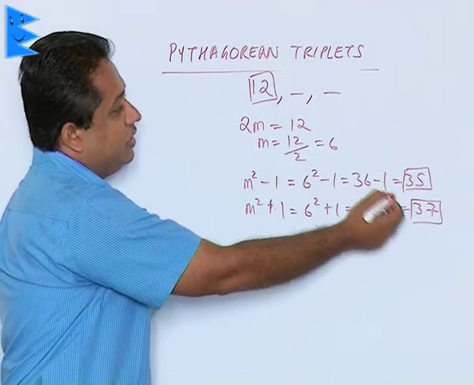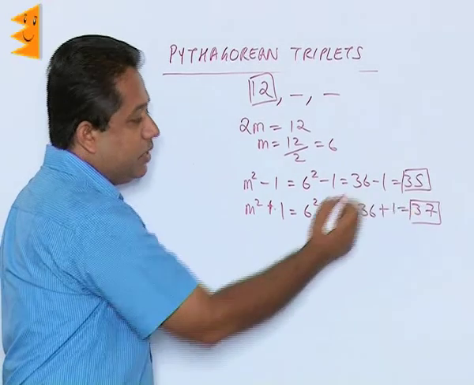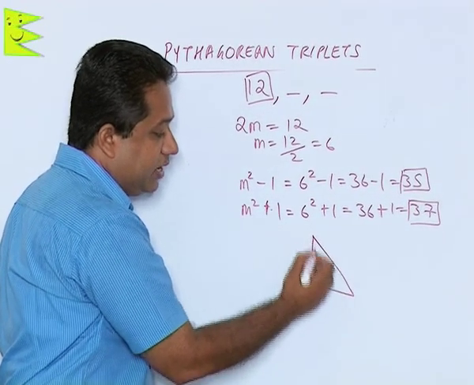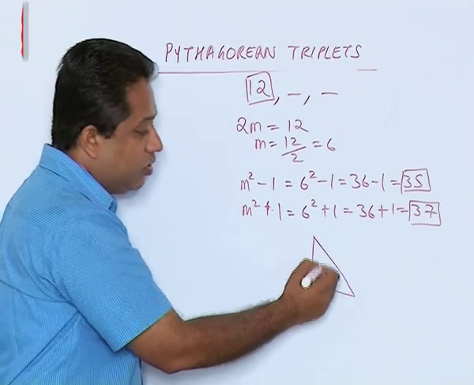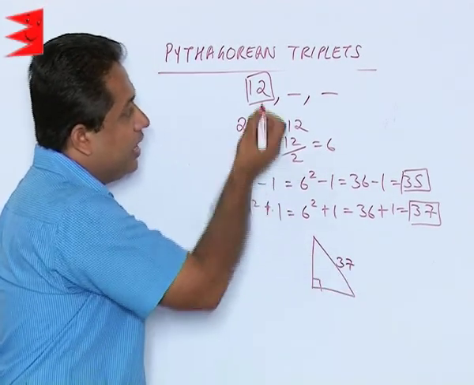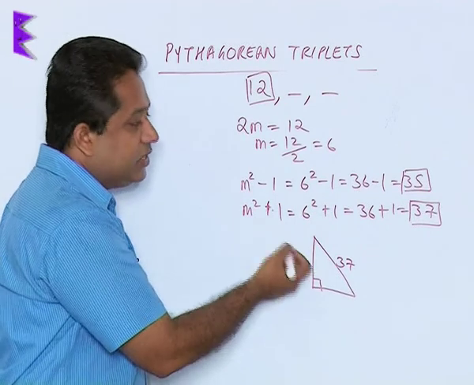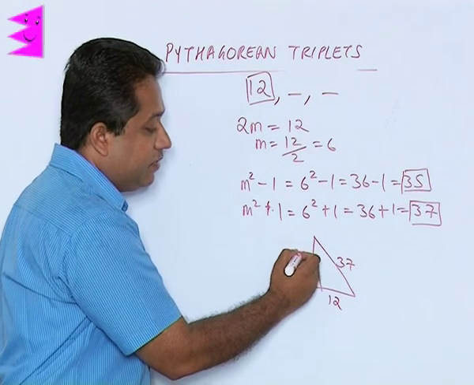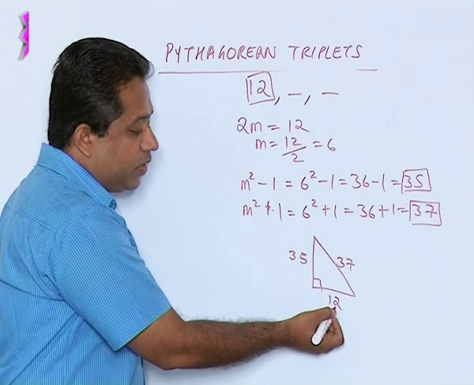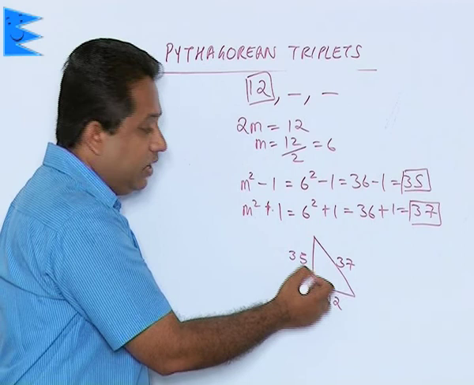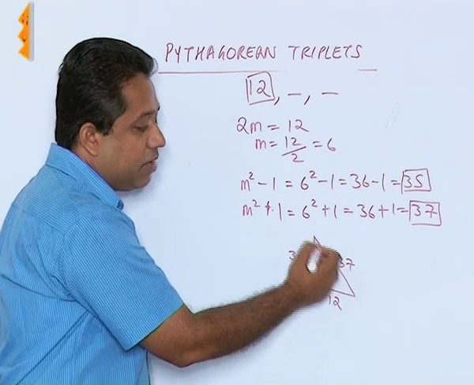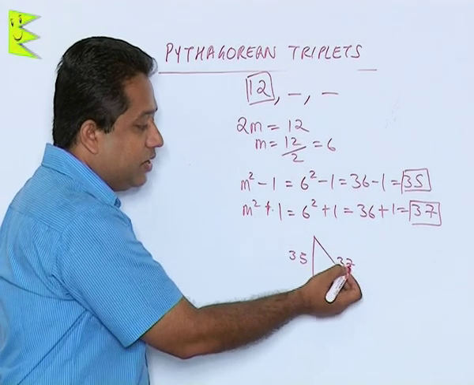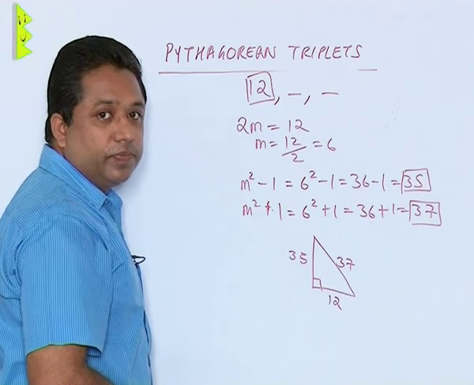Now, this means that the biggest number 37 is actually the hypotenuse of the right angle triangle. In a right angle triangle, the hypotenuse is the longest side. So, this is 37 and the other two sides, that is the base and the perpendicular, are 12 and 35. If I take the square of these two and add it up, I will get it equal to the square of the hypotenuse, that is 37. So, in other words, 12 square plus 35 square will give me 37 square.